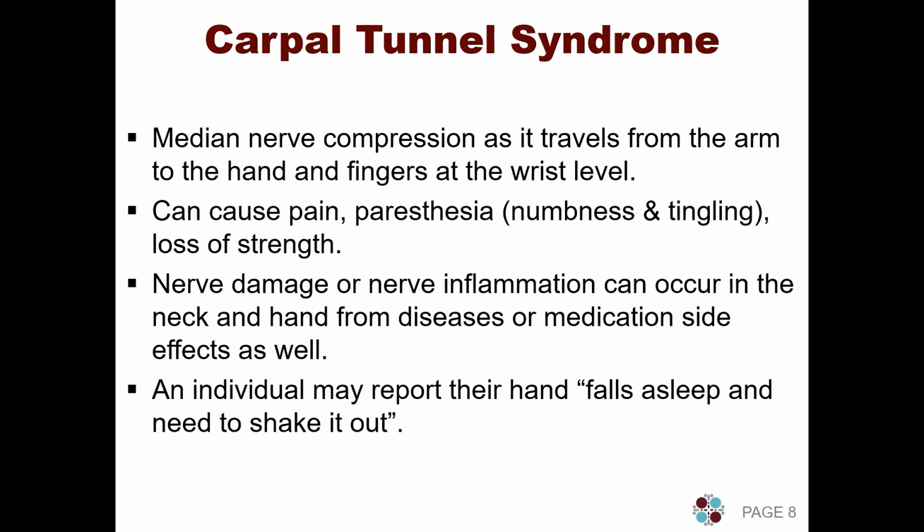Next, we're going to talk about carpal tunnel syndrome, which can occur in young adults but becomes more and more prevalent in older adults. That is when the median nerve becomes compressed as it travels from the arm to the hand and fingers, and the compression happens at the wrist level. This can cause pain, paresthesia, which is numbness and tingling, and a loss of strength. A lot of people will report that they drop things or they can't feel things, and so they essentially drop them or are not able to hold on to them.